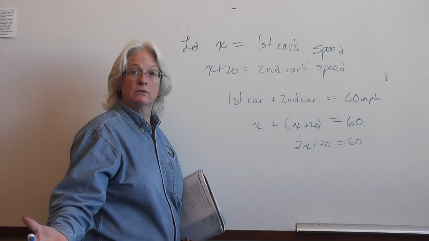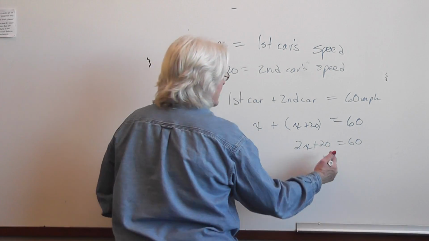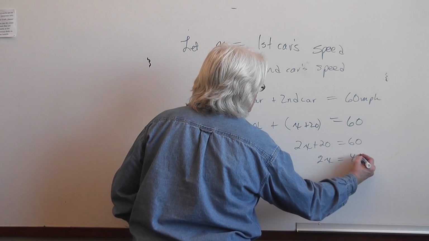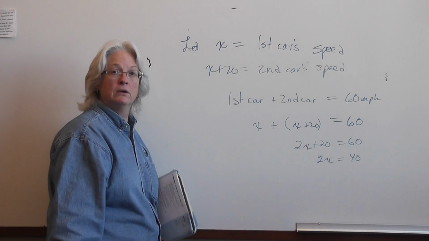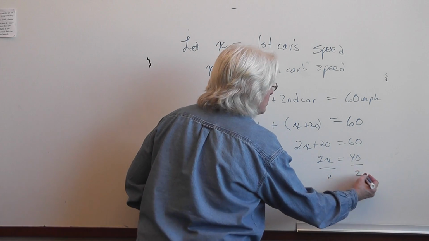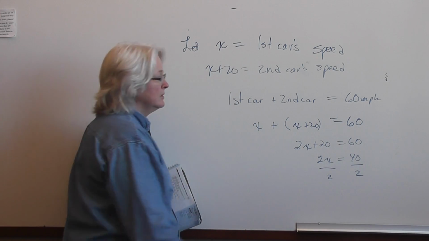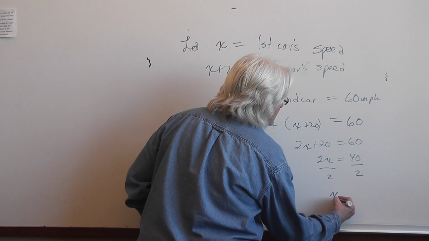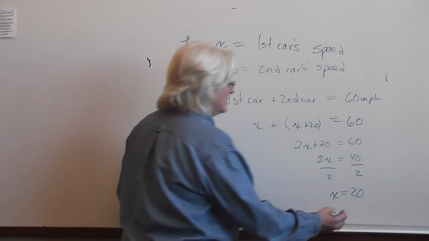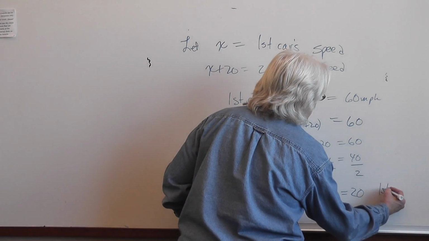Now we have an equation that we can completely solve. We're going to subtract 20 from both sides of the equation to get 2x is equal to 40. Now we can divide both sides of the equation by 2, and we figure out what? X is 20. What is that? That's the speed of the first car.